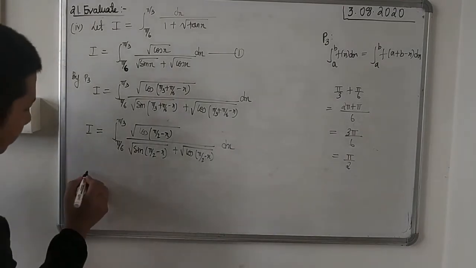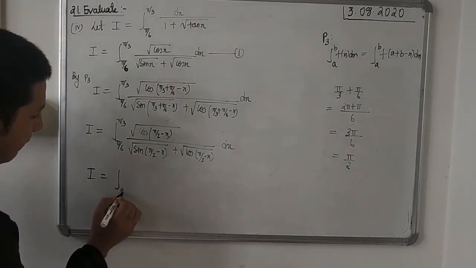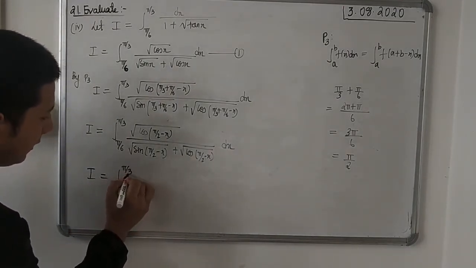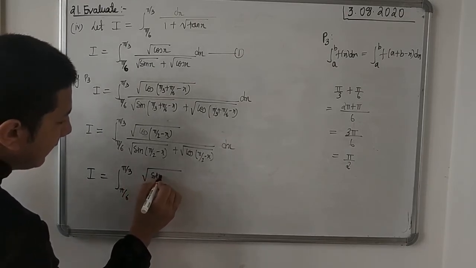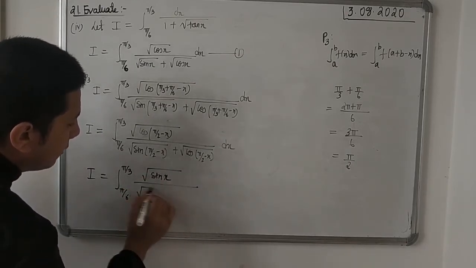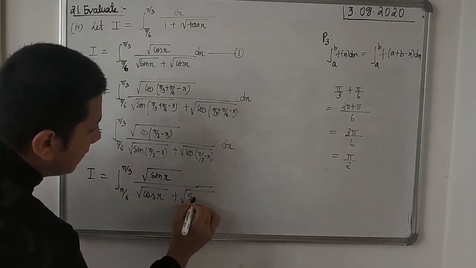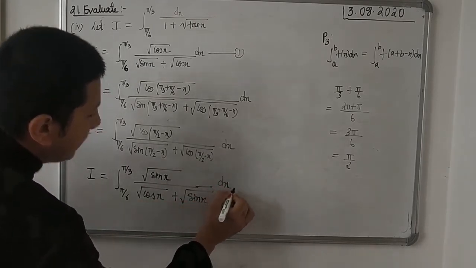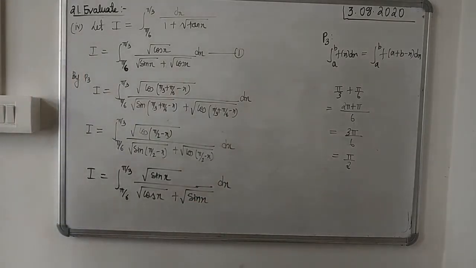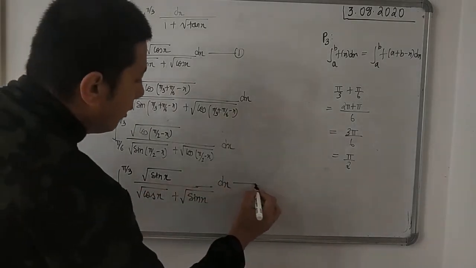So therefore, I is equal to integral from pi by 6 to pi by 3. This is going to be sine x. This is going to be cos x, the complementary angle formula. And this is going to be sine x. The sine of 90 minus x is cos x. Cos of 90 minus x is sine x. Keep this as equation number 2.